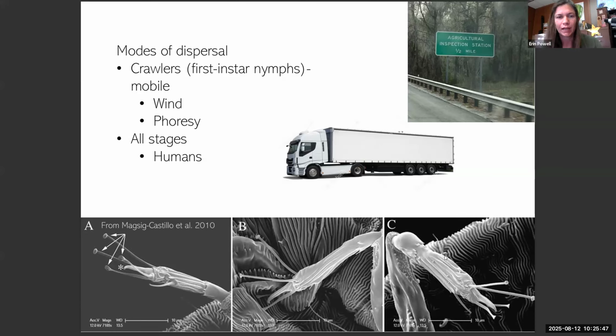So if you look at these pictures at the bottom here, this A, B, and C, these are scanning electron microscope images, SEM, of first instar crawlers, and that is the tip of their foot, so the tip of the tarsus.